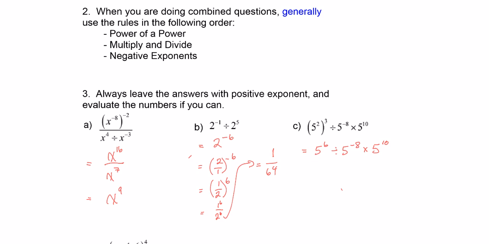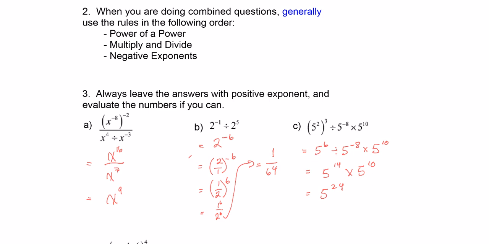So now, if you're smart, what you do is you combine the first two because we have division between them. So 5 to the 6 divided by 5 to the negative 8 gives us 5 to the 14. And then we have timesing it by 5 to the 10. So now, when we have multiplication, we add our exponents. We have 5 to the 24. And this number's too big, so leave your answer as 5 to the exponent 24, and you're done.